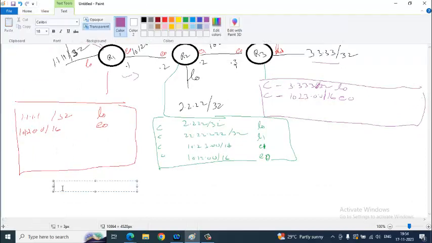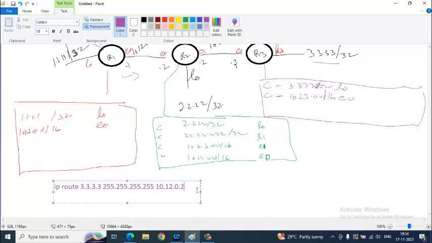First, on R1, I'll write like this: ip route, in order to go to 3.3.3.3, 255.255.255.255, send the traffic to 10.12.0.2. You know whose address this is? Address of router 2. This is one way.